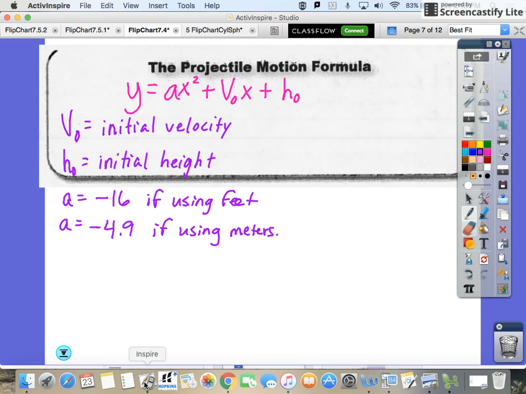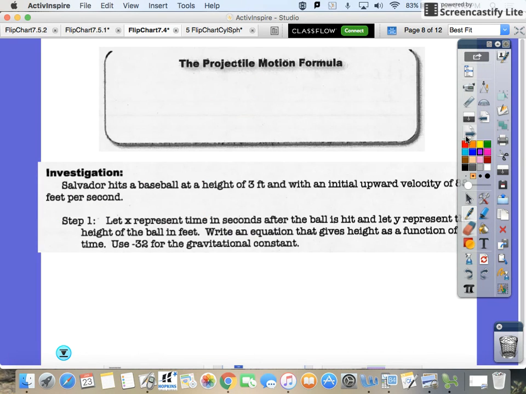All right, so let's look at an example of the projectile motion formula in action. It's about a kid that hit a baseball. So this one says Salvador hits a baseball at a height of 3 feet with an initial upward velocity of 88 feet per second. First step is to let x represent the time in seconds after the ball is hit, and let y represent the height.